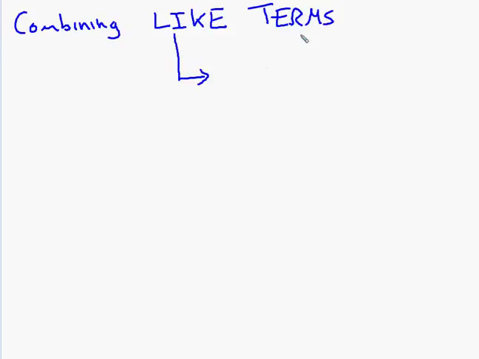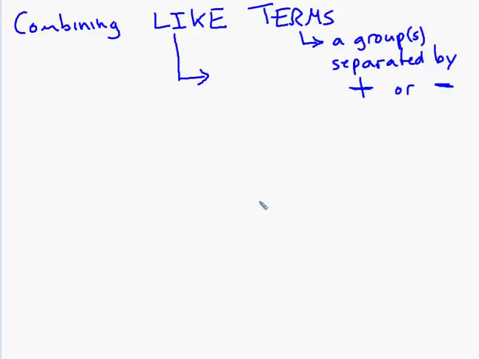Combining like terms. Then we can call this done. This isn't that bad. Like terms. Terms are like. Well, first of all, what's a term? Let's define a term. A term is a group, or groups rather, separated by addition or subtraction, or perhaps even both, if you have a lot of signs.